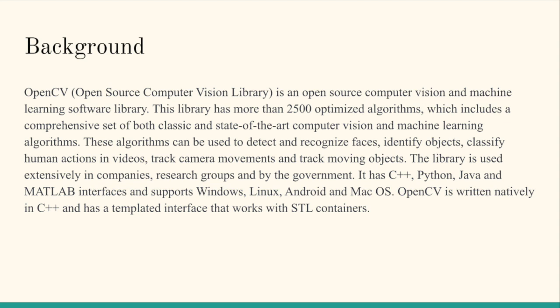Next, I'll be talking about the background of our project. One of the main reasons we're able to complete this project is by using OpenCV, which is an open source computer vision and machine learning software library. This library contains more than 2,500 algorithms, which include sets of both classic and state-of-the-art computer vision and machine learning algorithms, used to recognize faces, identify objects, classify human objects in movement, and also track moving objects.